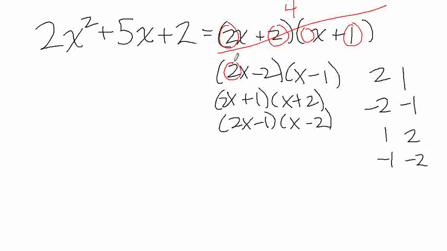So the outer, the 2 and the minus 1, they multiply to minus 2. The inners, the minus 2 and the 1, multiplies to minus 2. That doesn't give us a 5. Minus 2 minus 2 gives us a minus 4. So that one's out. Okay? And then the third one, if you FOIL that out, you will see that that one gives us the correct middle term. Okay? So the third one is the correct factorization.